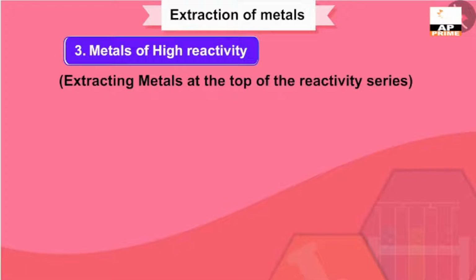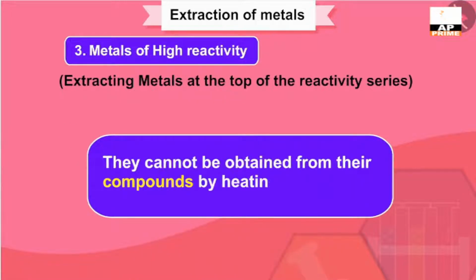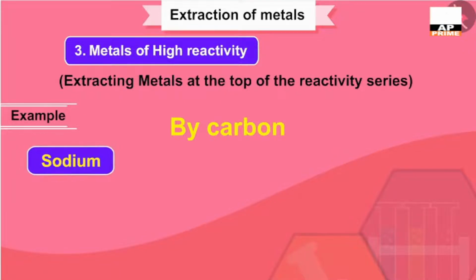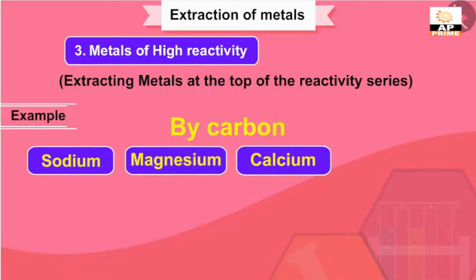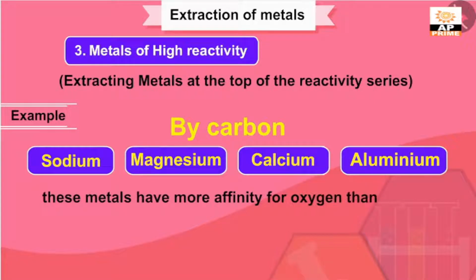Extracting metals at the top of the reactivity series. Highly reactive metals. The metals high up in the reactivity series are very reactive. They cannot be obtained from their compounds by heating with carbon. For example, carbon cannot reduce the oxides of sodium, magnesium, calcium, aluminium, etc. to the respective metals. This is because these metals have more affinity for oxygen than carbon.